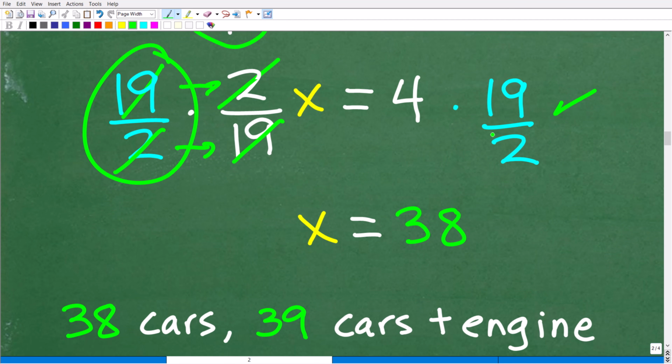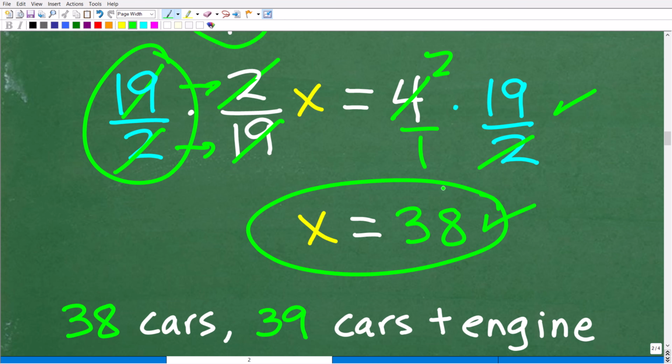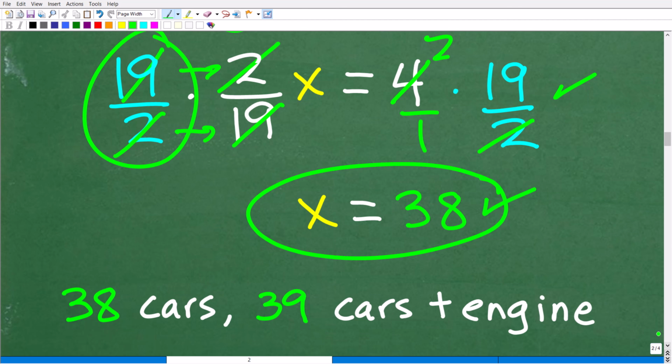So 4 times 19 over 2 is going to be 4 over 1 times 19 over 2. 2 goes into 4 twice, and 2 times 19 is 38, or 4 times 19 divided by 2. The answer is 38.